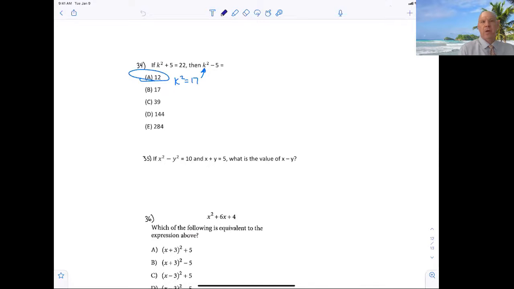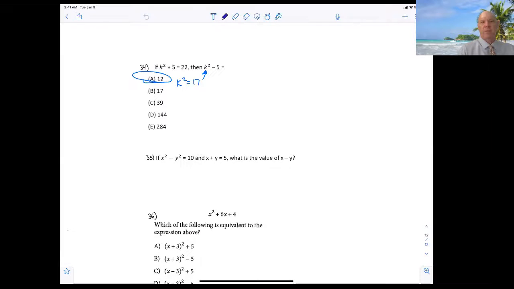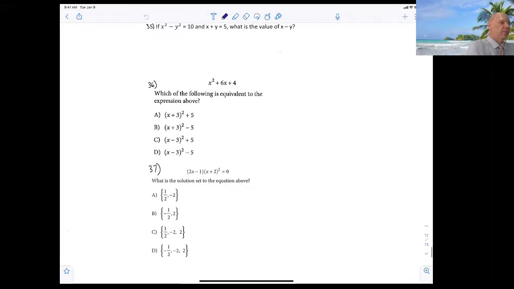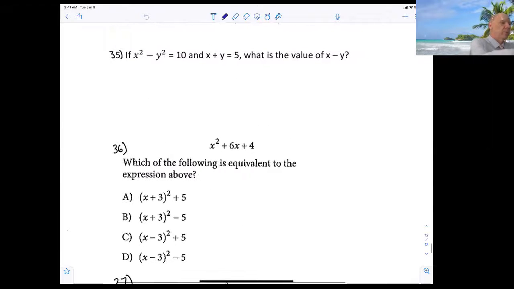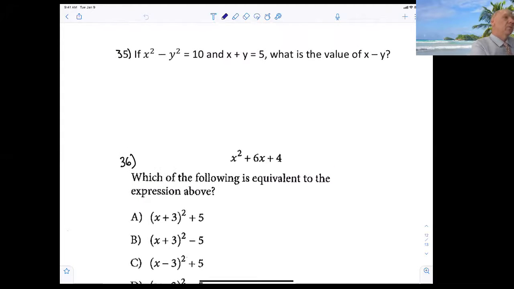Now, was anybody able to tell me what they think the answer is for question number 35? 2. Somebody said 2. Anybody else? Why is it 2? I just did some work. Because... That's really good, actually. Yeah, there was a lot of work.